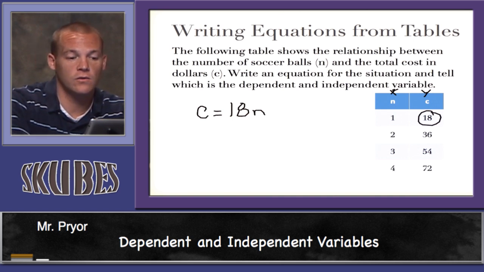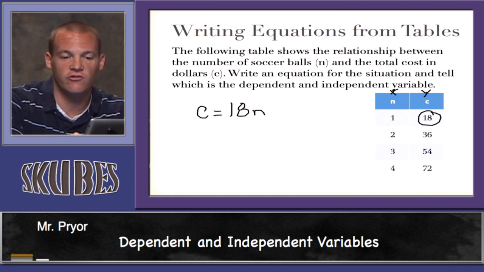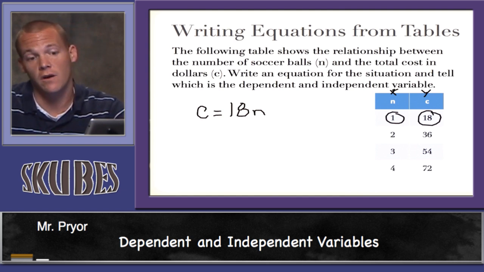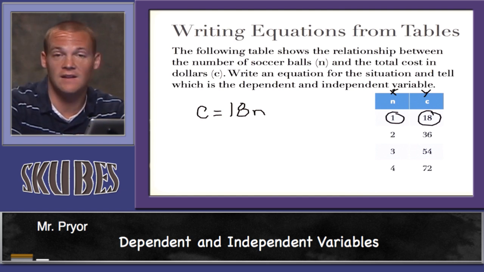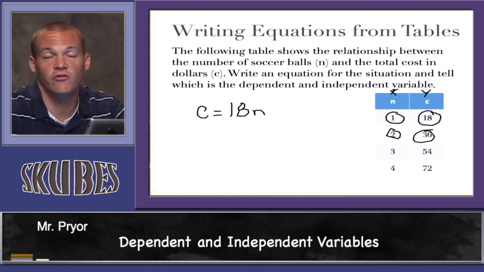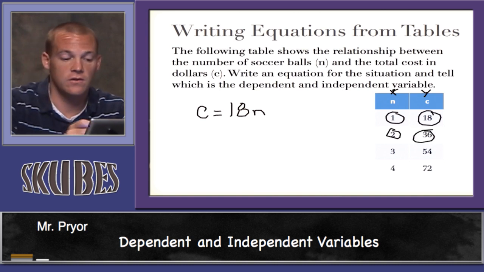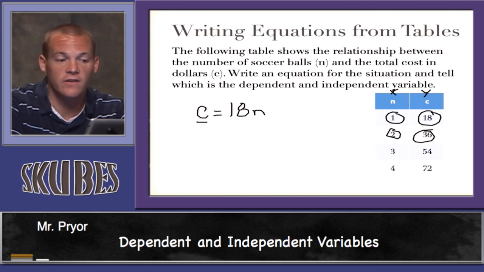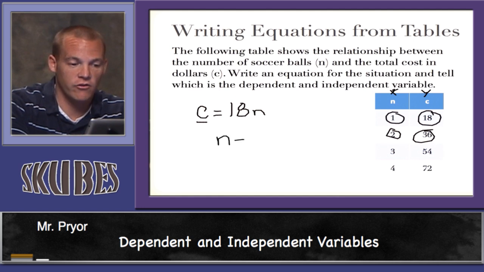In this case, total cost is going to be equal to 18n because, as you can see here, every time you multiply 18 times whatever n is, you're going to get a value. In this case, how much it would cost. So 18 times 1 is going to give you $18 if you purchase one ball. 18 times 2 is going to give you 36. That makes your total cost go up by 18. So you can see that the total cost in this case is dependent on how many you purchase. So n is your independent, and c would be your dependent.